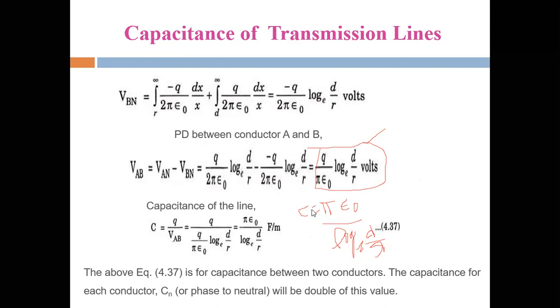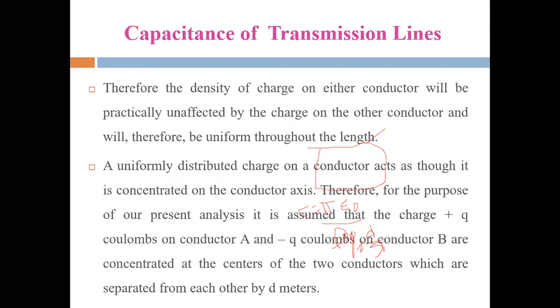Therefore, the capacitance C is equal to pi epsilon naught by log e d by R. This is the capacitance of a single phase line.